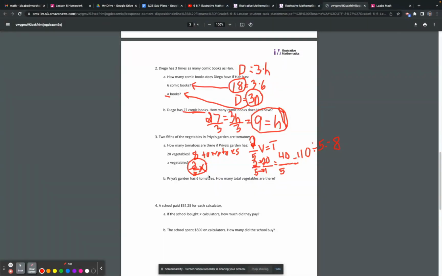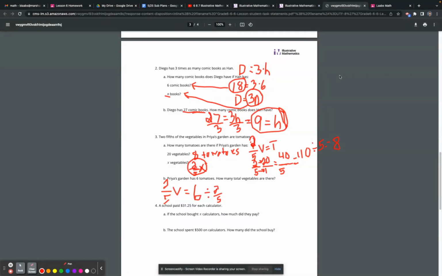Priya's garden has 6 tomatoes. How many total vegetables are there? So I'm going to go back to this equation. 2/5 of my vegetables equals, now they're telling us the amount of tomatoes is 6. So I want to get this V alone because the V represents the number of vegetables I have. So I have to divide it by 2/5, which means I have to do 6 divided by 2/5.